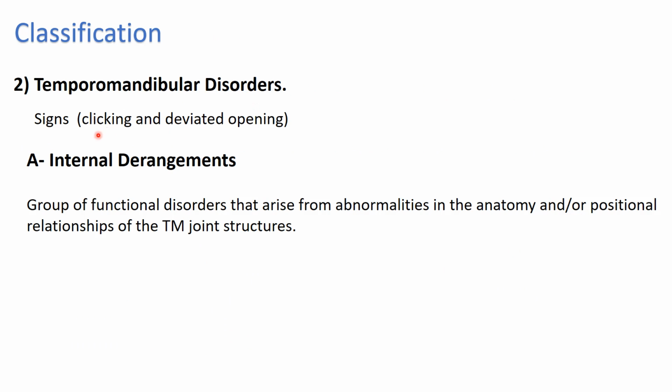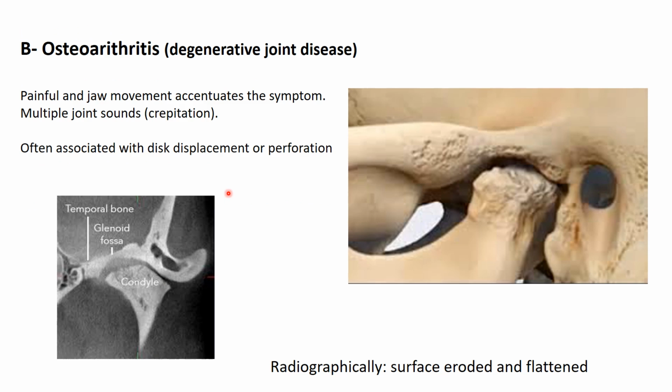The second category is temporomandibular joint disorders, and the most common signs are clicking and deviated opening. It falls into 2 groups. First, internal derangement is a group of functional disorders that arises from abnormalities in the anatomy or positional relationships of the TM joint structures. Most likely it arises from abnormality in the articular disc. The second group is osteoarthritis, which is a degenerative joint disease. It's painful, jaw movement accentuates the symptoms, and there are multiple joint sounds. We will have crepitation of the joints, and it's often associated with disc displacement or perforation, and radiographically the surface will be eroded and flattened.